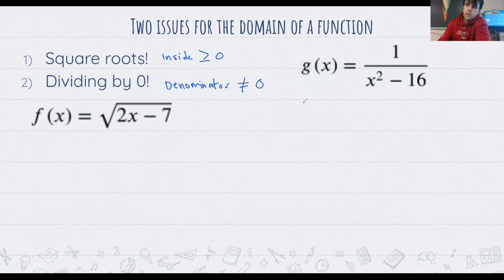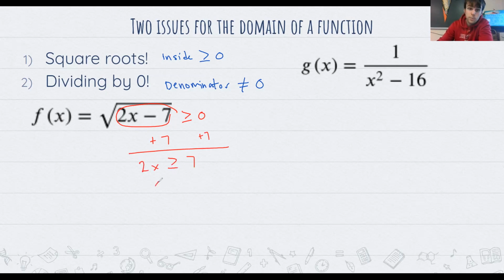So let's go ahead and take a look at these two functions here real quick and try to determine the implied domain. So here, again, this is a square root. We know that we don't want to try to take the square root of a negative, so we know that this has to be greater than or equal to 0. Otherwise, it's undefined. So solving this, we simply add 7. Get 2x has to be greater than or equal to 7. Divide both sides by 2. We see that x has to be greater than or equal to 3.5.